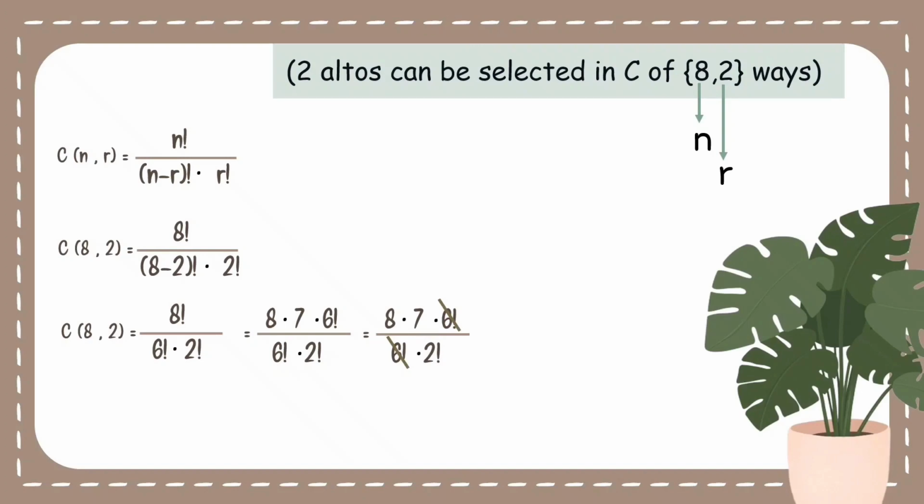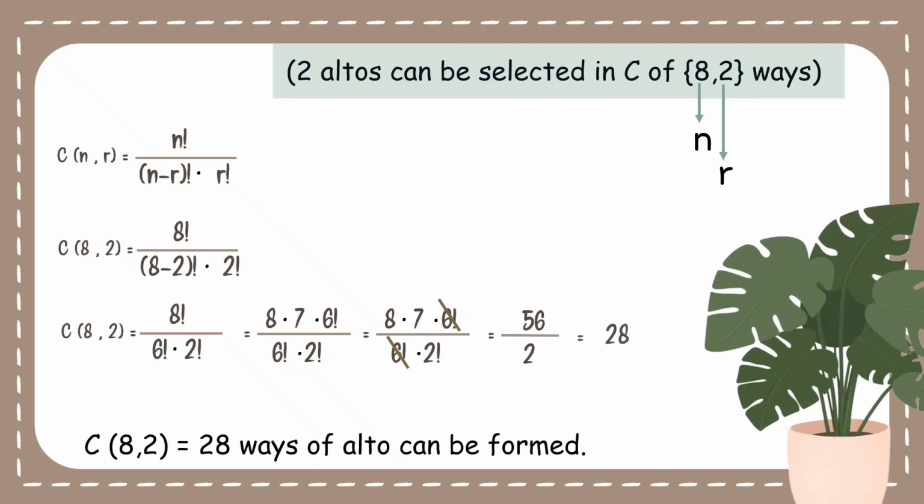56 divided by 2 is equal to 28. So in this combination, we have 28 ways the altos can be formed.